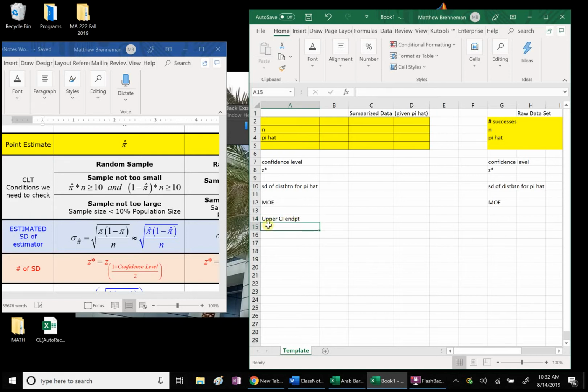Sometimes people call it level. I'm going to call it endpoint. And this is going to be the lower endpoint for the confidence interval. And again, we're going to do the same for both of these, okay?